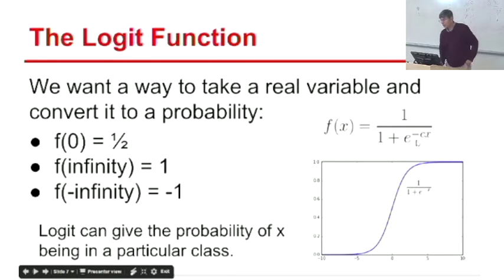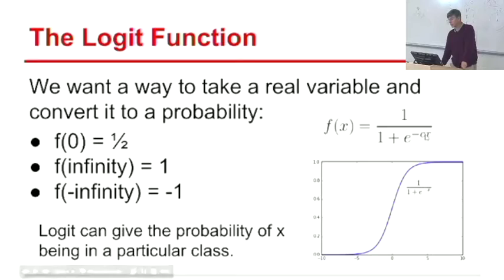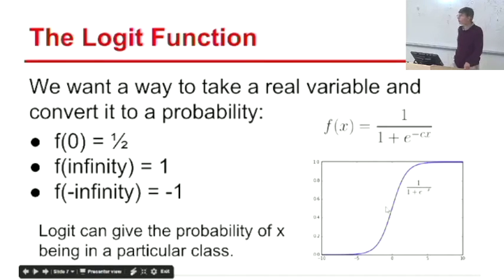And suppose that x is very, very positive. E to the minus something positive is 1 over infinity. 1 over infinity is 0. 1 over 1 plus 0 is 1, right? So this function has the properties that we want: on one end it gets more and more close to 0, on one end it gets more and more close to 1, and it passes through a half as we go through it.